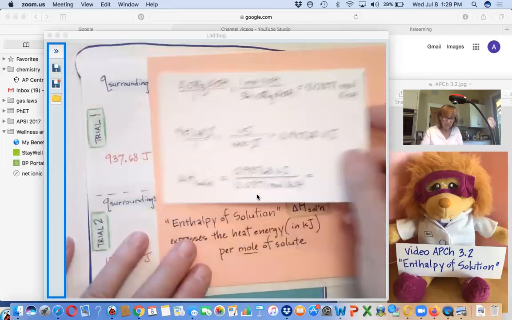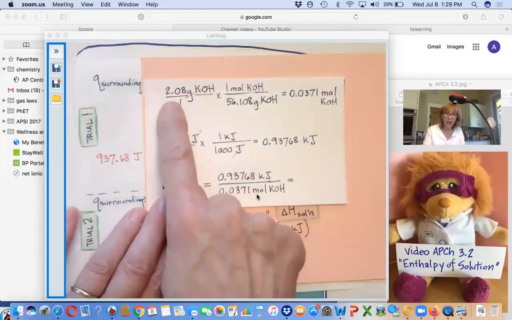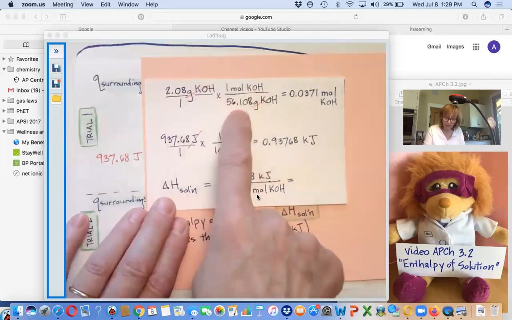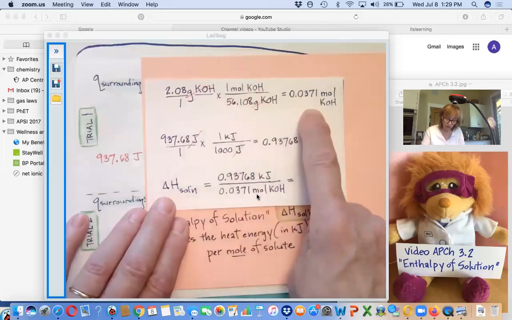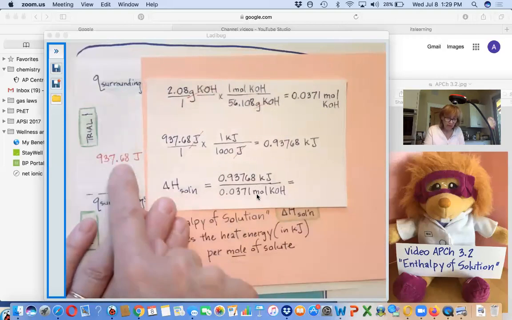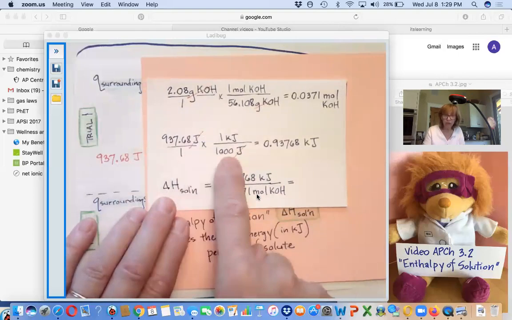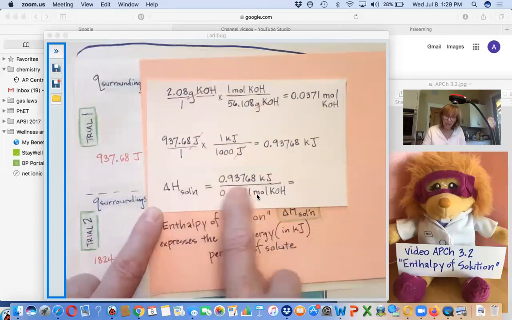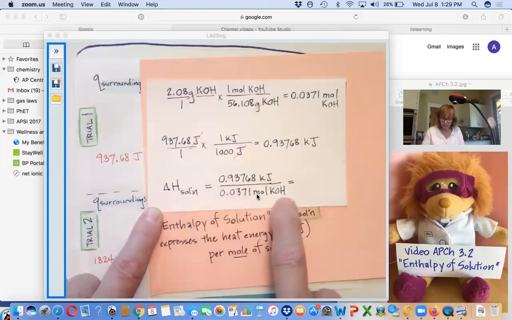In trial 1, we had 2.08 grams of the solute. I'm going to use my periodic table and molar mass to convert that into moles of solute. And then I'm going to take my heat energy, my Q, and instead of keeping it in joules, it is customary to change that into kilojoules by dividing by 1,000. To calculate the enthalpy change or enthalpy of solution, those are kind of synonymous, I'm going to take that value of Q and divide it by the moles of solute.